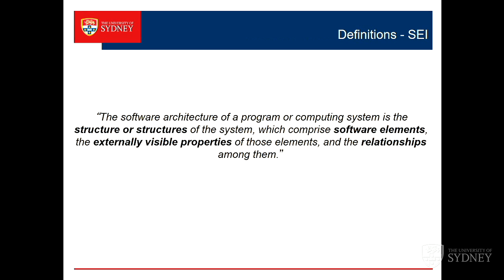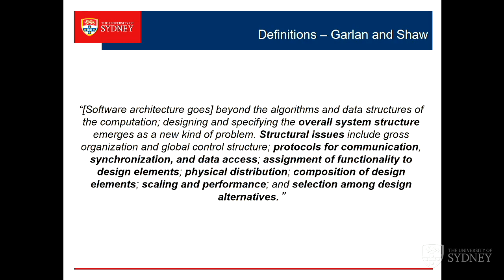The SEI, Software Engineering Institute, which is where Ian ended up for part of his journey, they're in Philadelphia, they're in Pennsylvania, they're in Carnegie Mellon. Architecture of a program or system is the structure or structures of the system, comprising the software elements, the externally visible properties of the elements, and the relationships between them. Again, we're seeing the idea of composition and relationships coming through there.